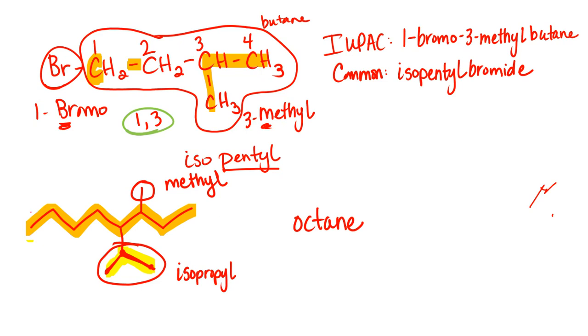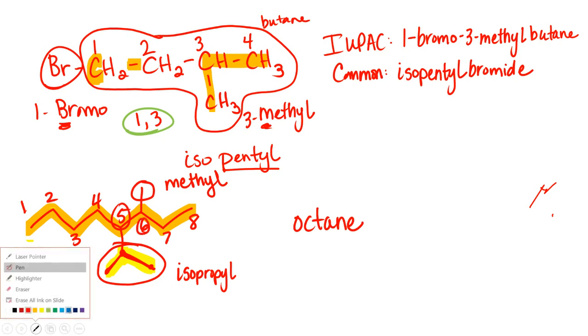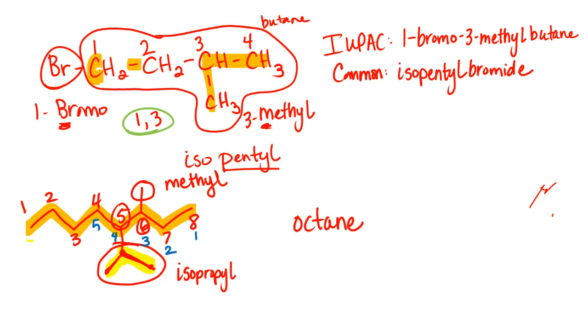And then we need to number this. We can try left to right. 1, 2, 3, 5, 6. If we do that, the 2 groups will have the numbers 5 and 6. Seems a little high, so let's see what we can do. 1, 2, 3, 4, 5, 6. From the right, the groups are 3 and 4, so that will be preferred. 3 and 4 will be lower than 5 and 6. Then we're going to have a 3 for the methyl and a 4 for the isopropyl.